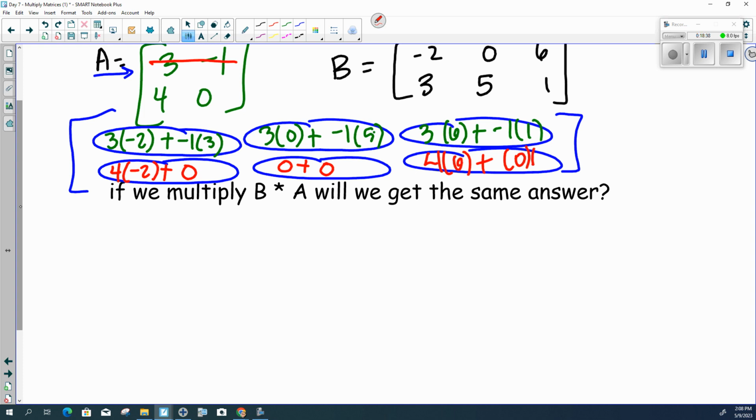Most of these are pretty small numbers, so we're doing 3 times negative 2 plus negative 1 times 3 is negative 9. 4 times negative 2 is negative 8. Negative 8 plus 0 is negative 8.